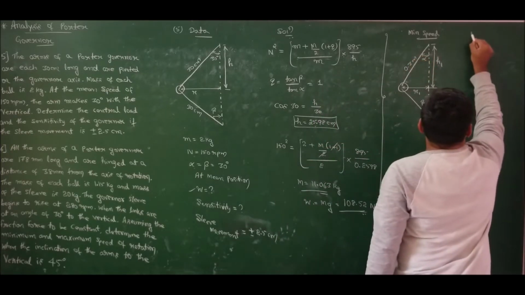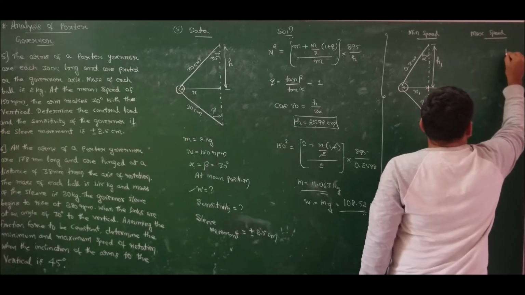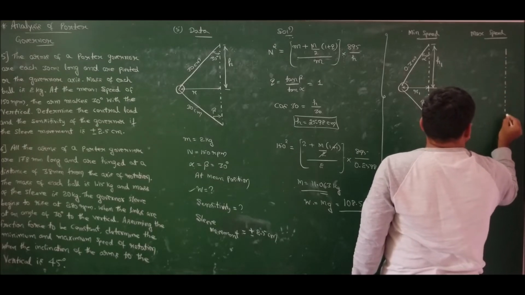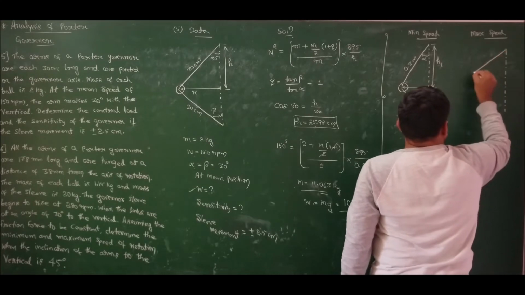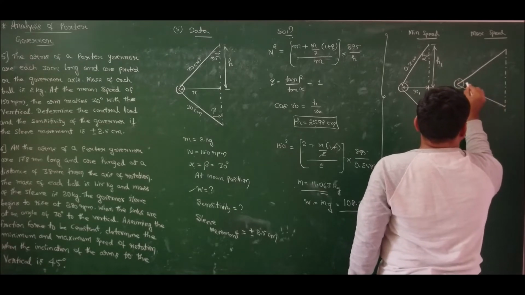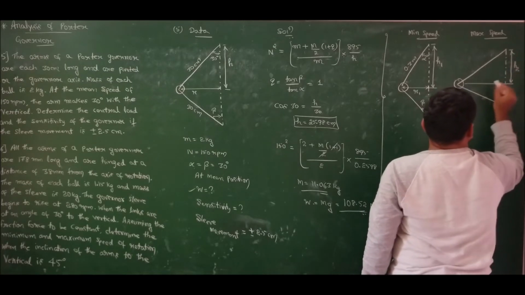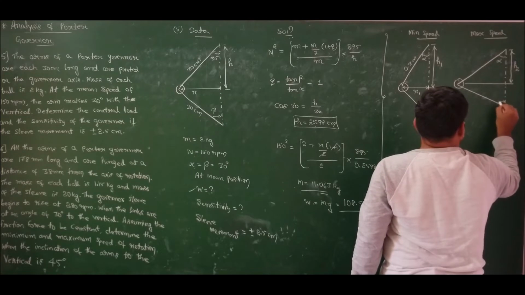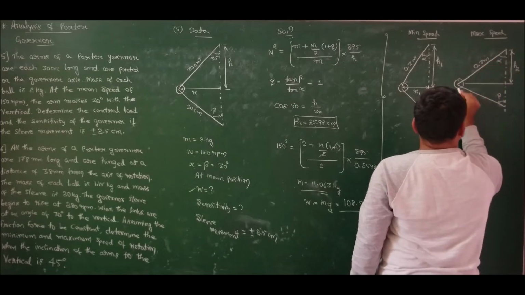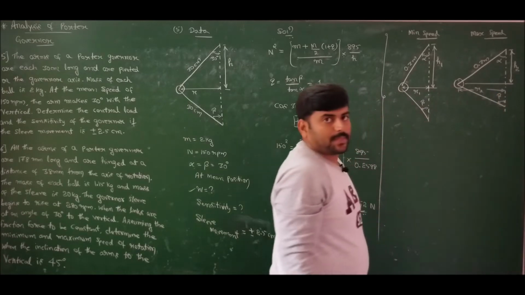Whereas for maximum speed, what happens? For maximum speed, h will be minimum, whereas the radius of rotation is maximum. This you people know, because for maximum speed the sleeve will move up and h will be smallest. So therefore h2 is less than h, and also h2 is less than h1. So this is alpha, this is beta. Arm length remains the same, 0.3 meters, and this length is r2 for maximum speed. Correct.